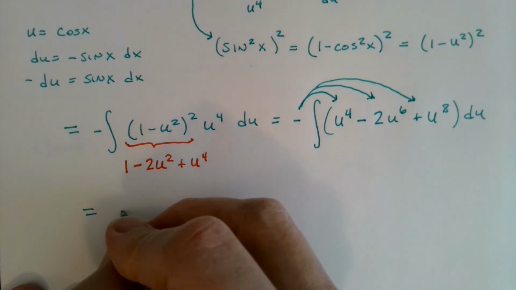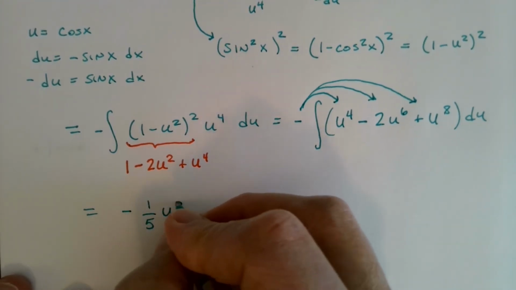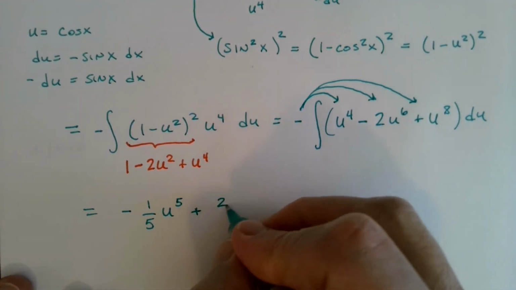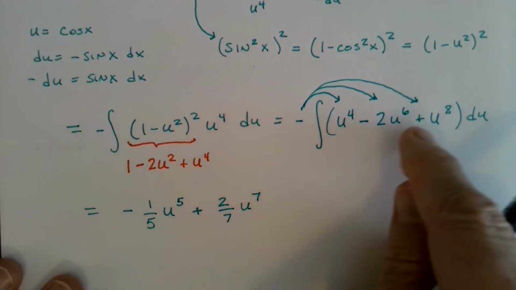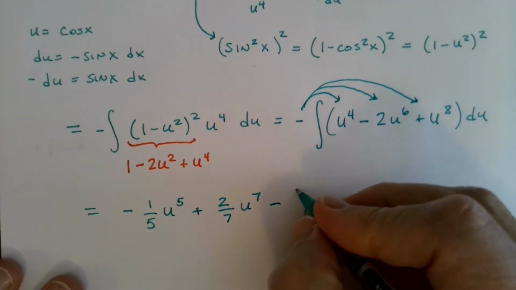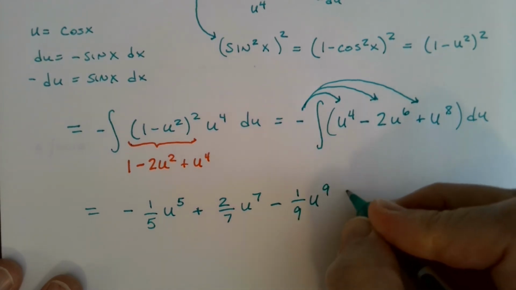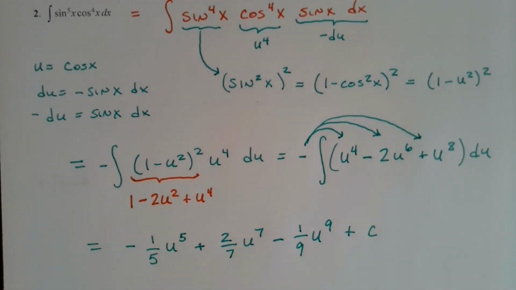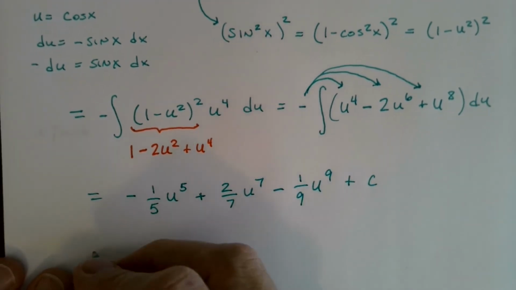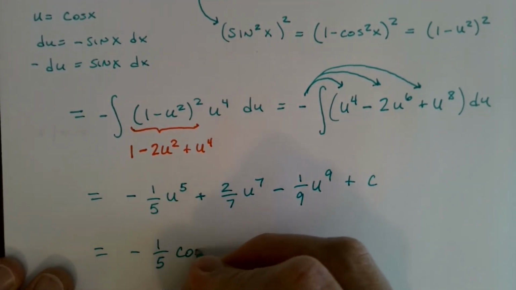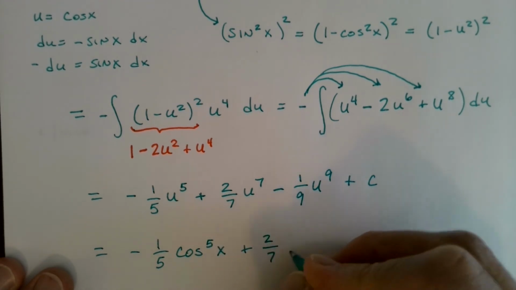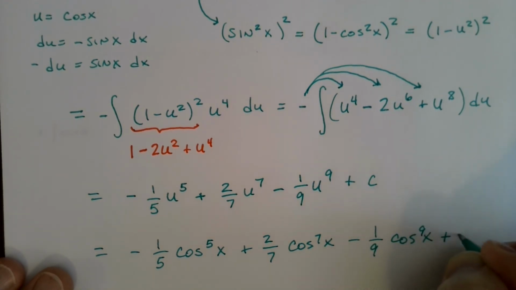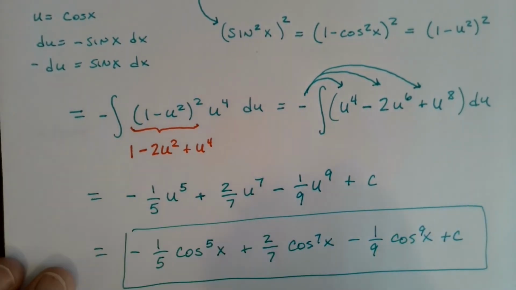So I got negative u to the fourth, so that's negative 1/5 u to the fifth, minus minus plus. So what's the antiderivative? 2 u to the sixth, that's 2/7 u to the seventh. Negative negative. The antiderivative of u to the eighth is 1/9 u to the ninth plus our c. Okay. Finally, we go back to the original variable, which is cosine x. And there it is.